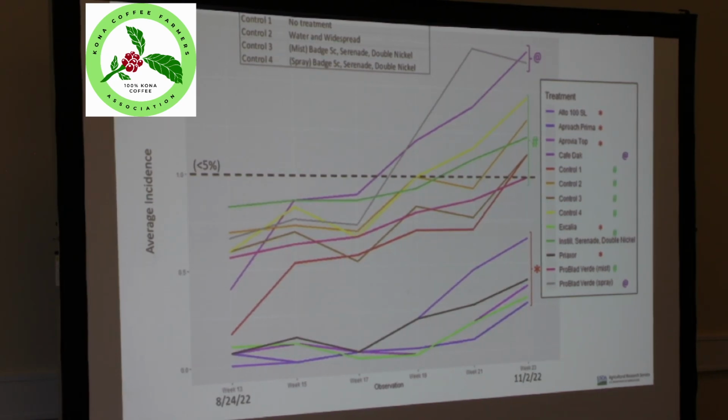But interestingly, you had this large group in between that hardly reached that 5% threshold by harvest. And I'd like to point out that that includes the controls. So not only the spray rotation of Badge, Serenade and Double Nickel, which held up quite nicely, but the no spray control, and including just water and Widespread. But this isn't to say, oh, that should be a treatment we can just spray, Widespread.